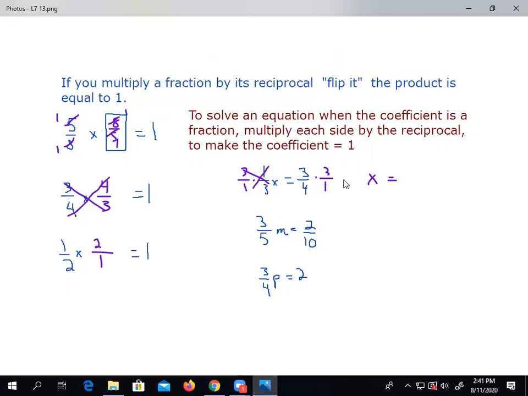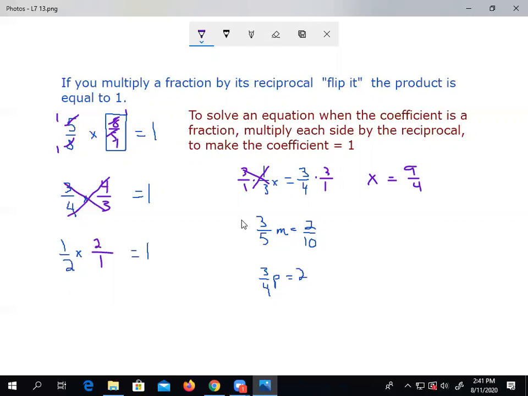And then we can multiply fractions. 3 times 3 would be 9. 4 times 1 would be 4. So you would have then 9/4. And you can leave it as 9/4 since I don't see any mixed numbers involved here. Improper fractions are okay.